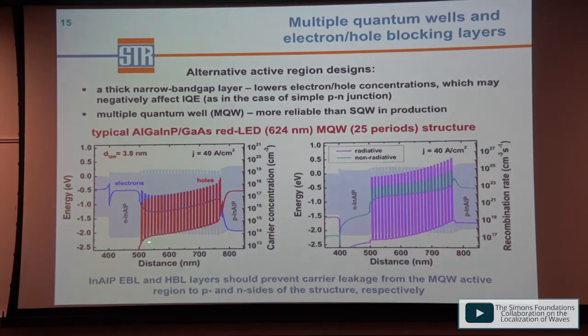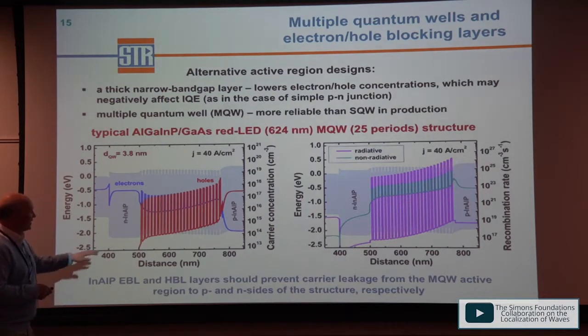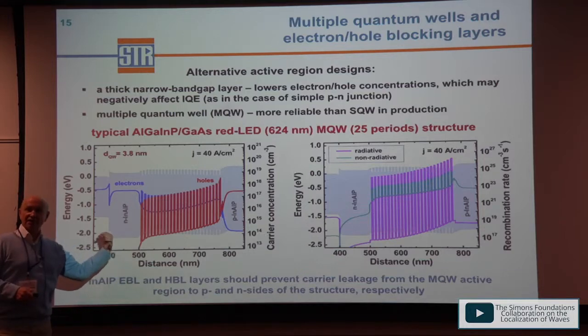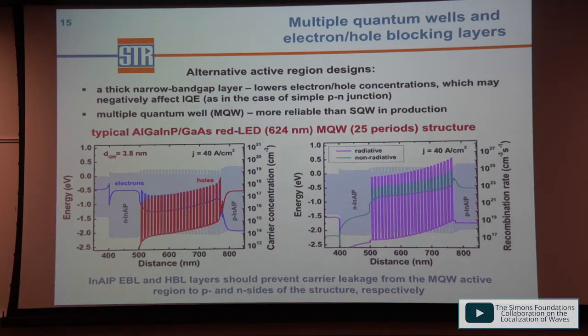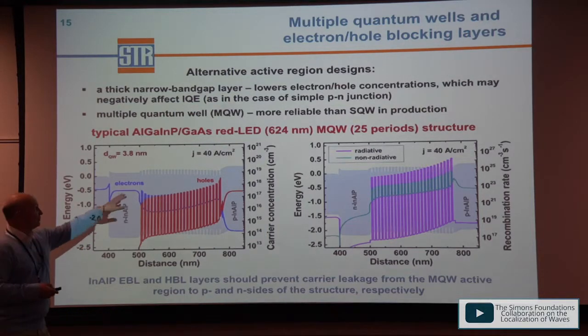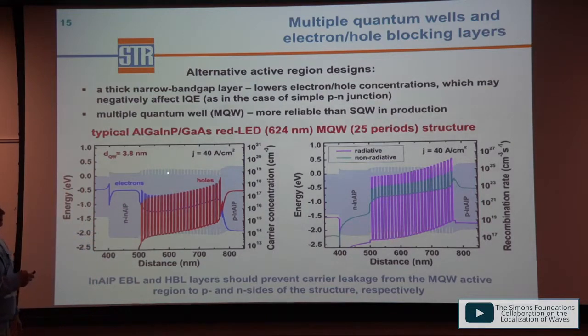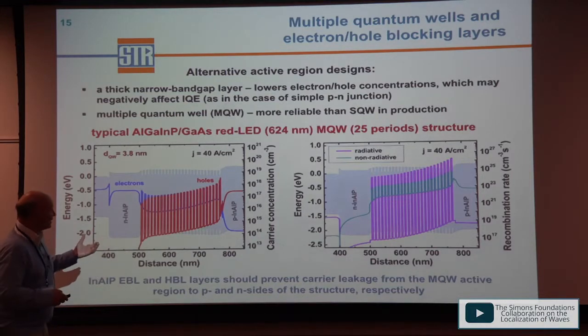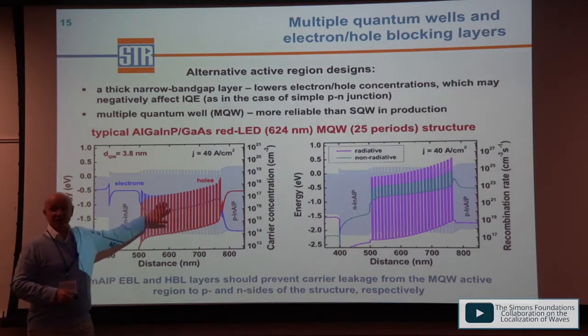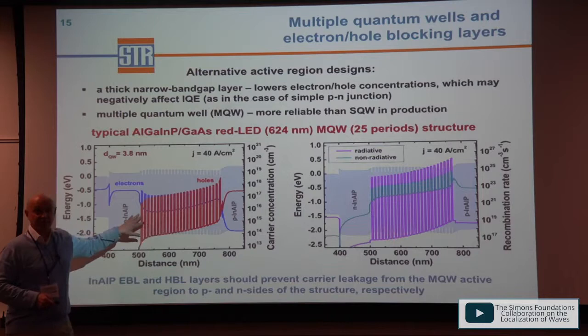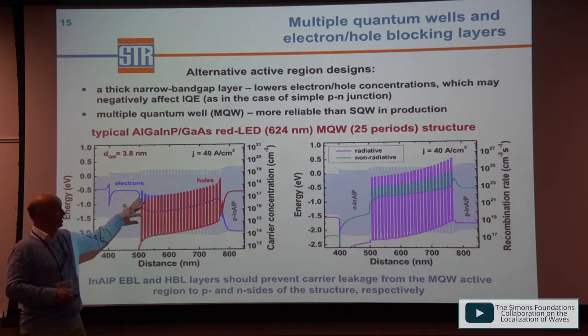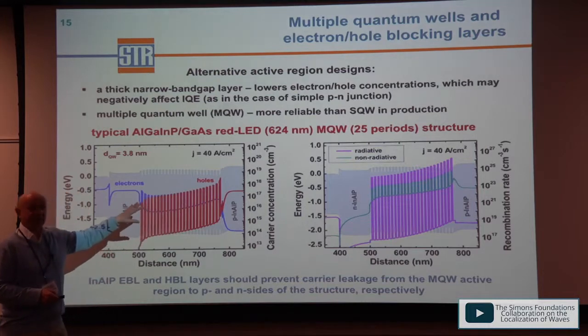The same for holes. Here this layer is called the hole blocking layer, and its operation is aimed at suppression of hole leakage into the n-type side of the LED structure. Well, what is also interesting in this picture, despite recombination, due to a relatively low band offset in the conduction and valence bands, you see a rather uniform distribution of electrons and holes among different quantum wells. It is very important because actually all the wells are working as light emitters.